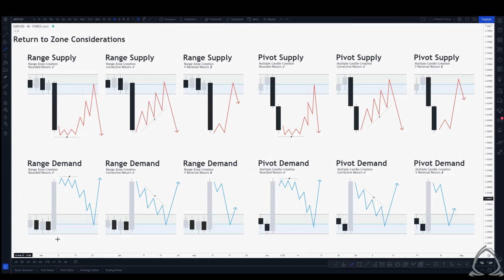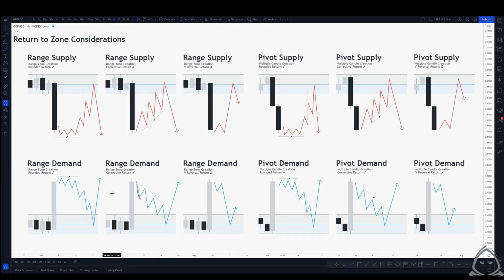And what we can see on the flip side for demand is as price falls, we create a supply zone. Price taps into that supply zone, moves back to the downside. We create another supply zone. Price moves back into that supply zone, moves back to the downside, creates another supply zone that is tapped into again. All of the supply is absorbed so that price can freely move to the upside.